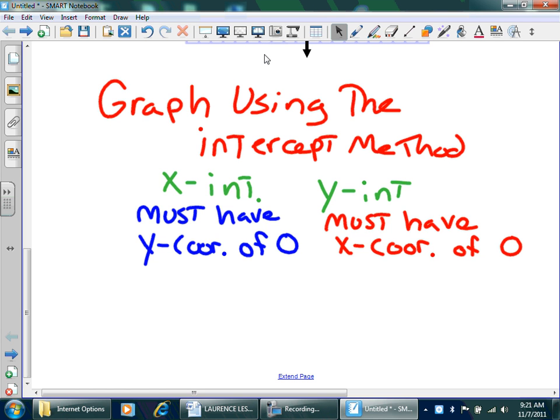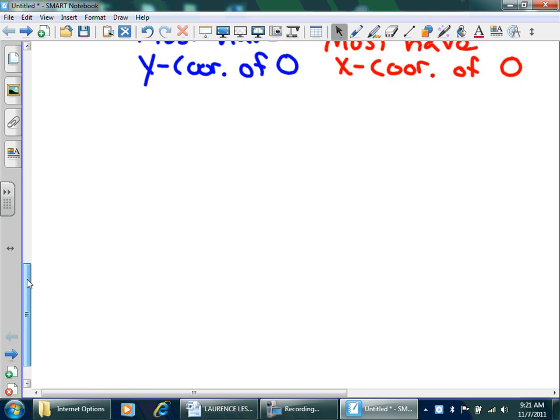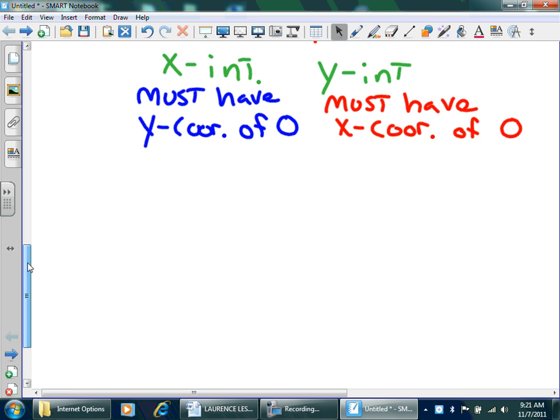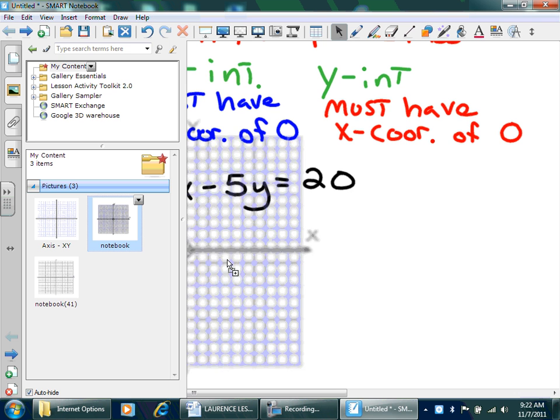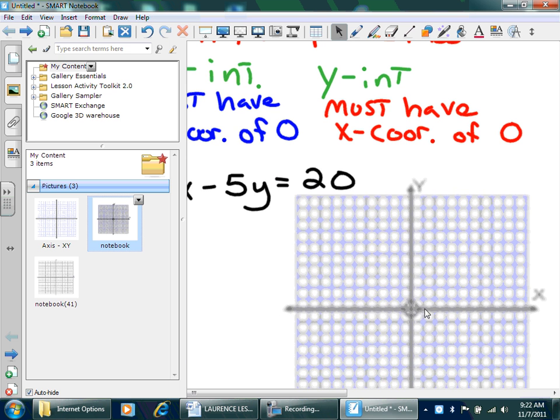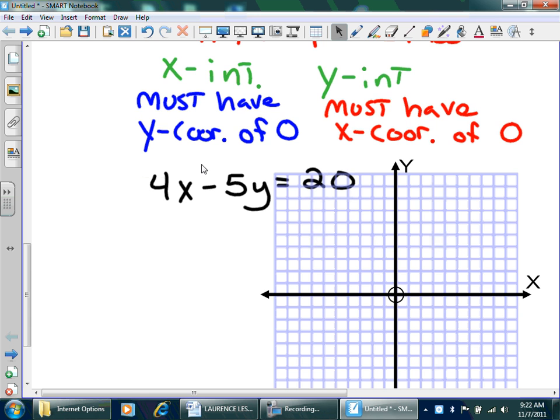Okay, so let's say I have an equation like this. Here is the equation I wish to graph: 4x minus 5y equals 20. I'm going to graph that, so I'm going to need a sheet of graph paper. There we go. And I can scroll down a little bit.